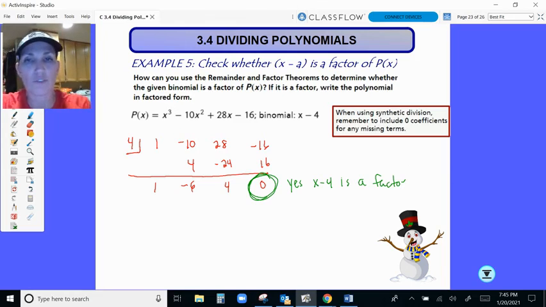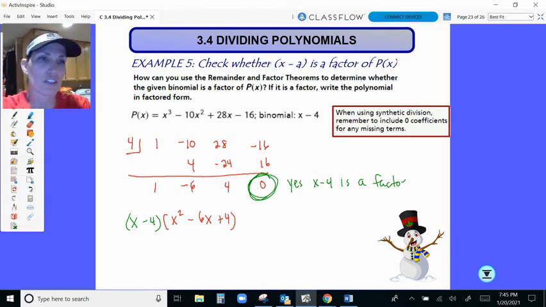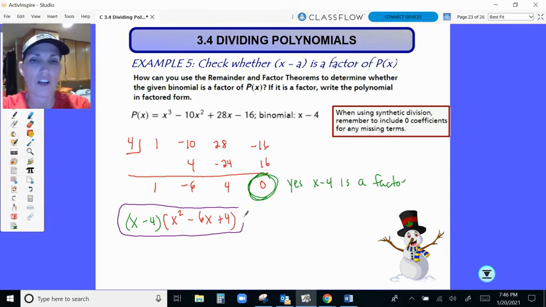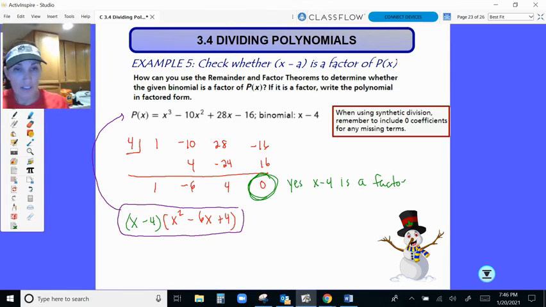And to write it in factored form, we're going to take x minus 4 times our result that we got down here. And so remember, all of this is 1 less power, so it's going to be x squared minus 6x plus 4. And this whole thing right here, if we multiply that together, we should get this back, okay? Now, if we're trying to solve for this, all we'd have to do is take this quadratic and factor that guy, if we can.